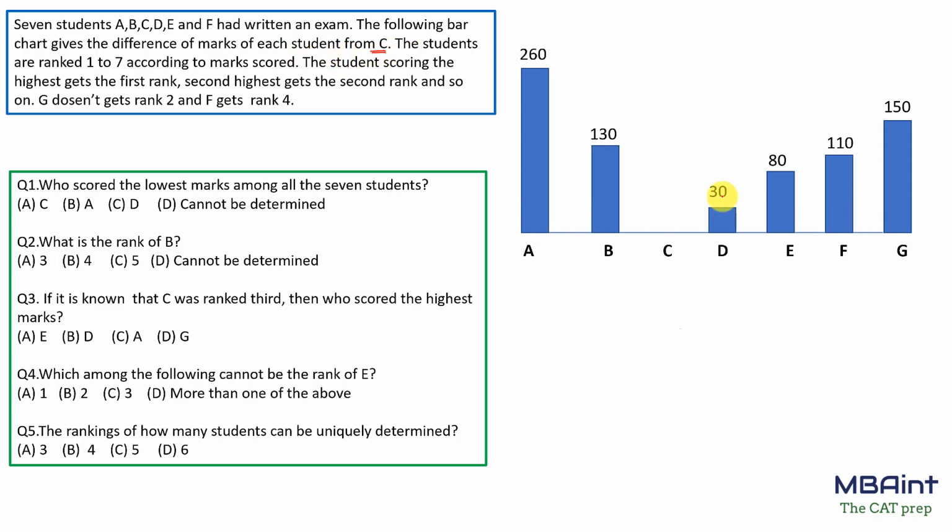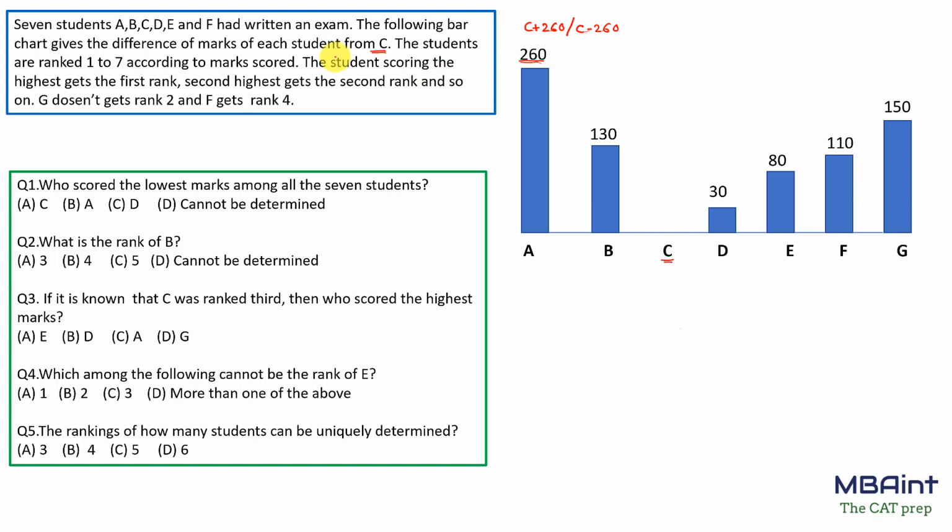So we have the bar graph. We know the difference of marks of each student from C. So the difference of marks from C to A is 260. So what can be the marks of A? The marks of A can be C plus 260 or it can be C minus 260. So there are just two possibilities.